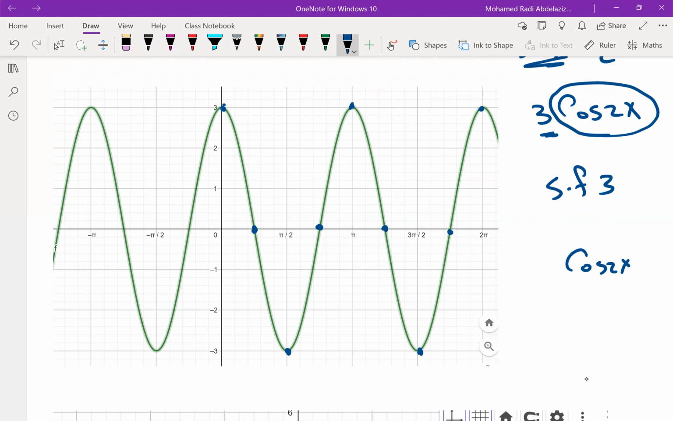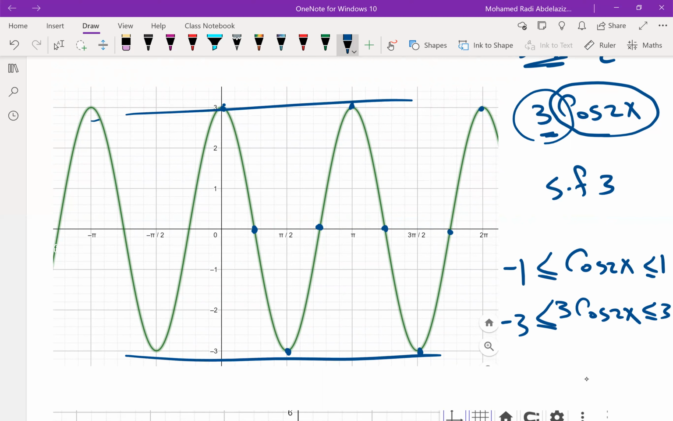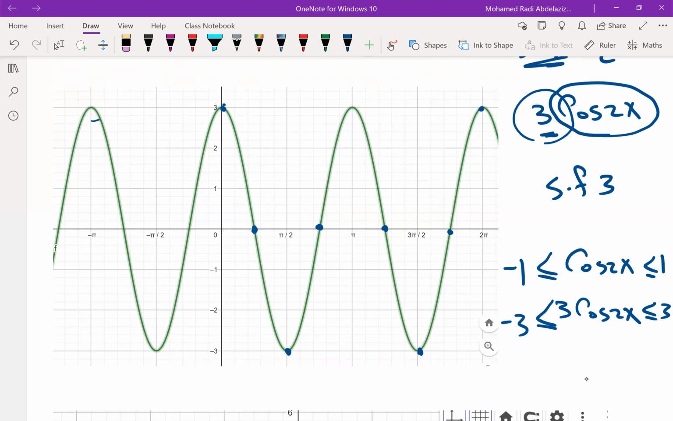Algebraically, cosine 2x is included between -1 and +1. If you multiply it by 3, then 3 cosine 2x is greater than or equal to -3 and less than or equal to 3. So what is the range of this function? From -3 to +3. Again, I explained this point from 0 to 2 pi. Looking at the question, he asked to identify it from 0 to pi, still the same, from -3 to +3.